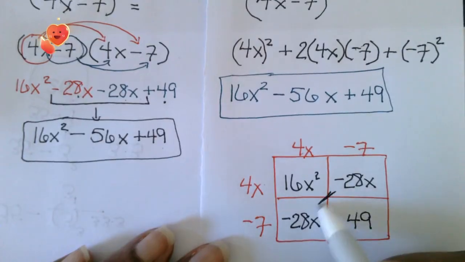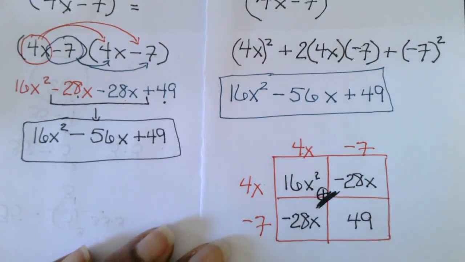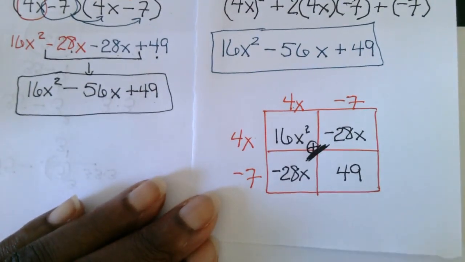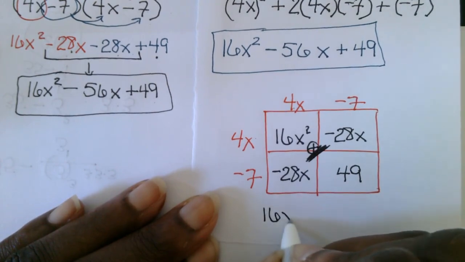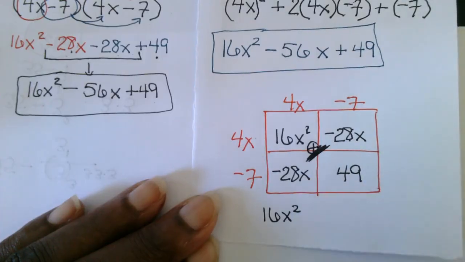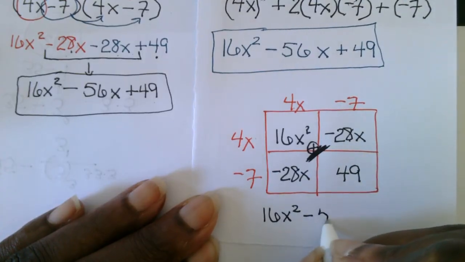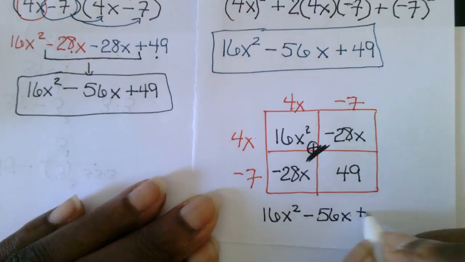Right here are your like terms that you're going to add together. So when you write your answer, you start off with the highest degree, so that's my 16x squared. Negative 28 and negative 28 gives me a negative 56x. And bring down the plus 49.